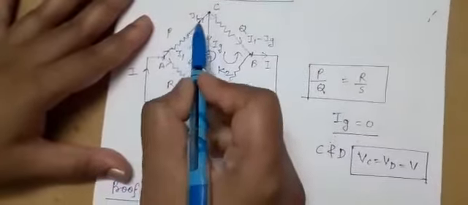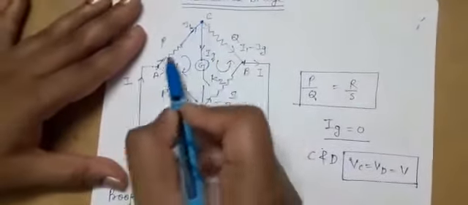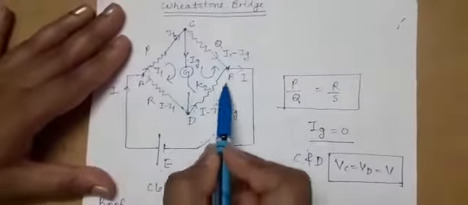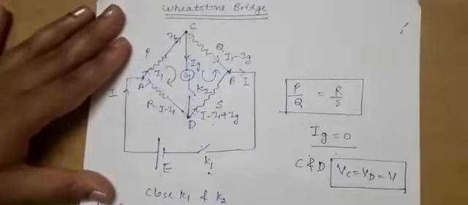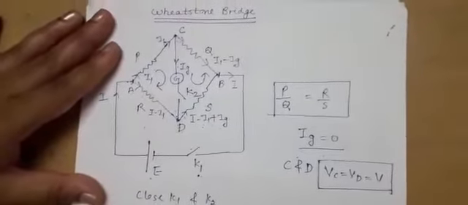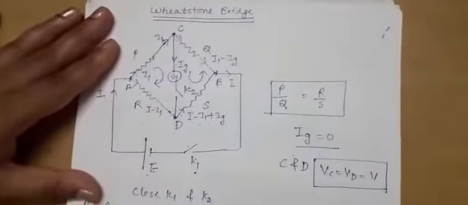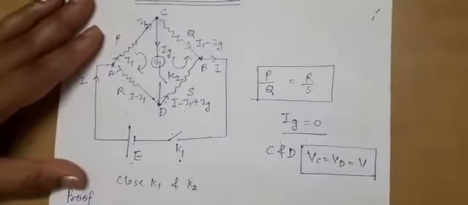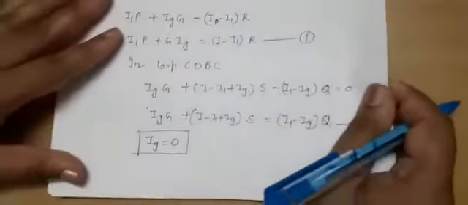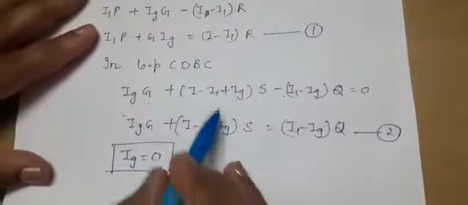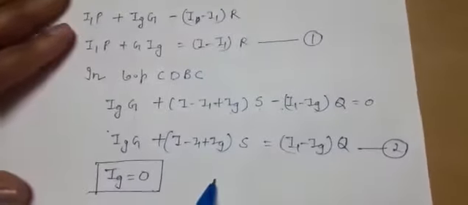So this I1 current will automatically flow through this resistance Q. Similarly this I minus I1 will also flow through resistance S. So basically this condition we have to remember, that when no current will flow, in that particular case only the bridge will be said to be balanced. So now using this condition, what we will do here is substitute Ig equal to 0 in equation 1 and 2.